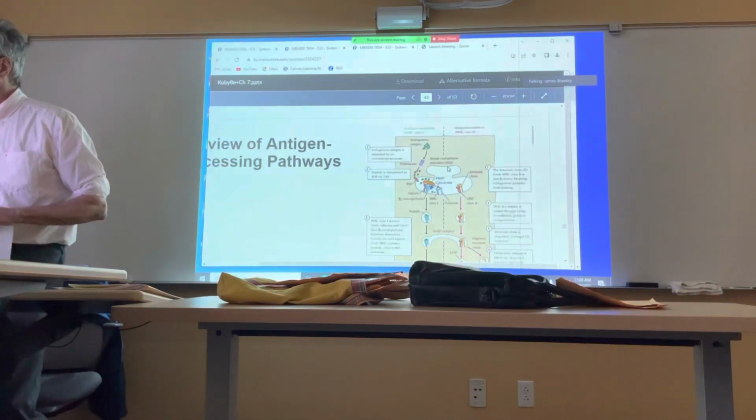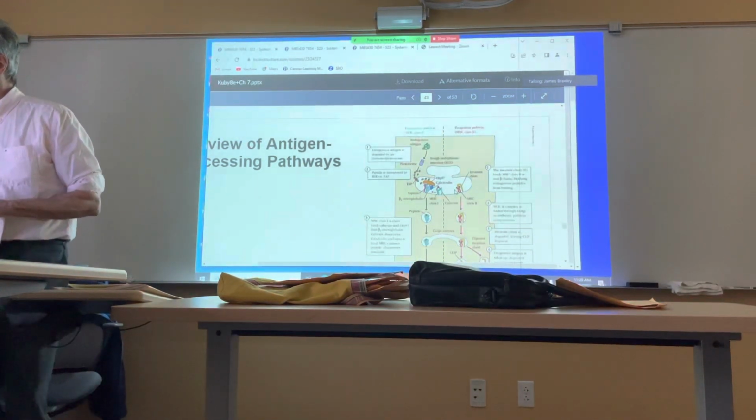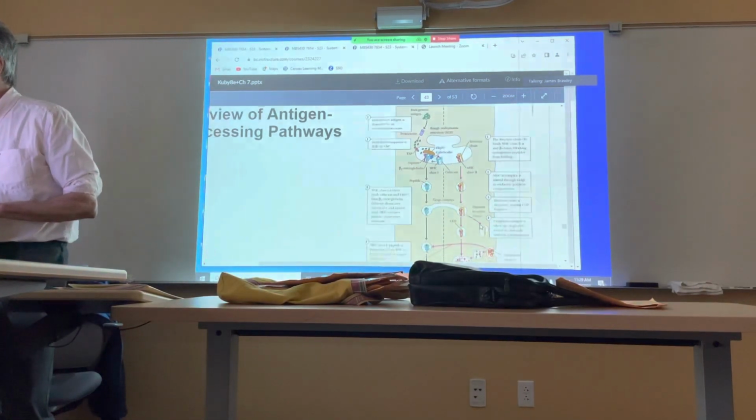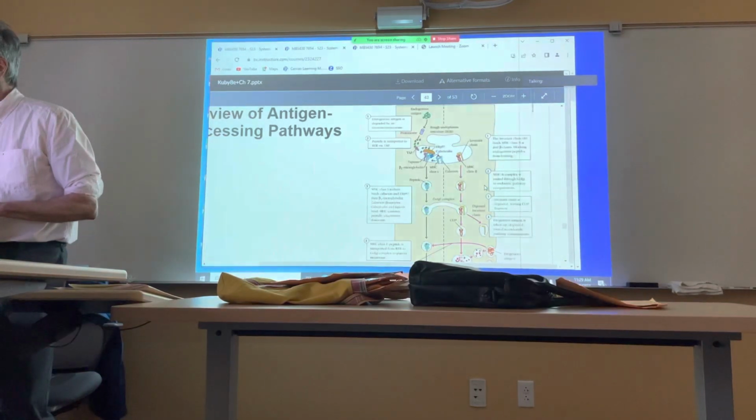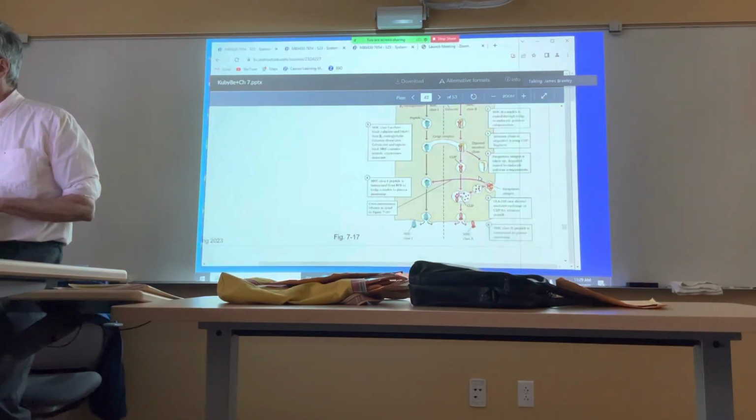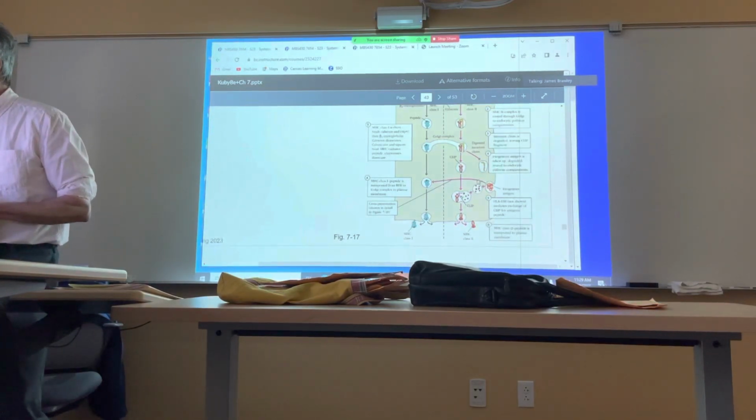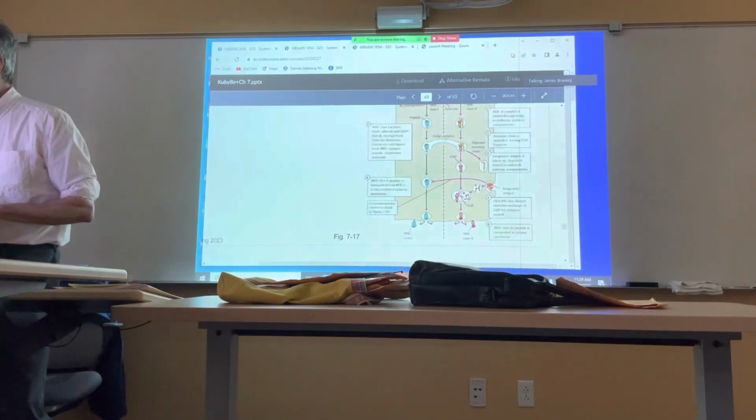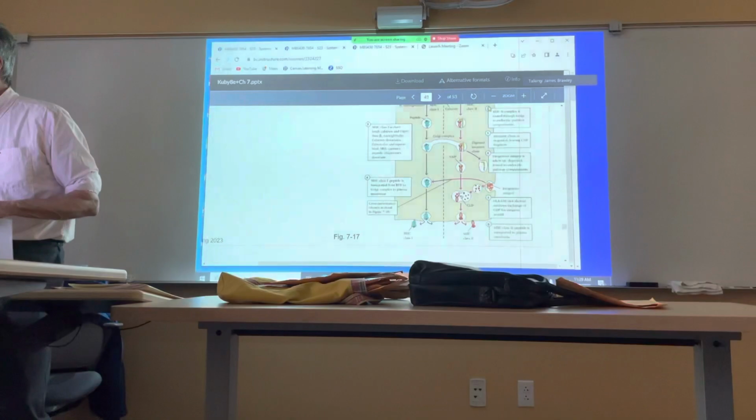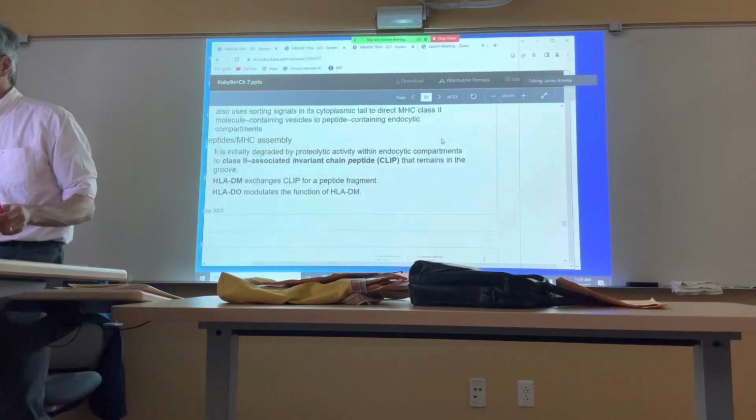Let's look at class 2. Invariant chain binds class 2 early on, blocking other things from binding, especially endogenous. And you see class 2 is routed to endocytic compartments. Invariant chain is degraded, leaving one fragment, CLIP. Exogenous antigen is degraded and eventually replaces CLIP. And DM mediates this exchange. Now it goes to the membrane. Okay, a lot of discussion of that.